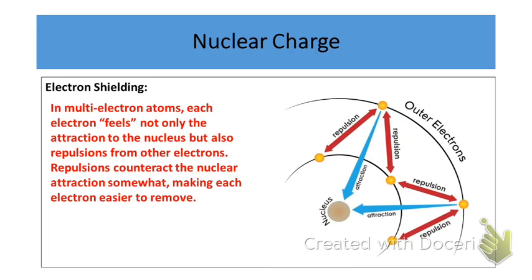However, because of the core electrons causing repulsions on the valence electrons, the nucleus cannot hold on to the valence electrons as easily as it would if those core electrons were not there. So, in other words, let's look at it this way. If I remove these three core electrons in this diagram, it would be harder for this valence electron here to be removed from the atom.